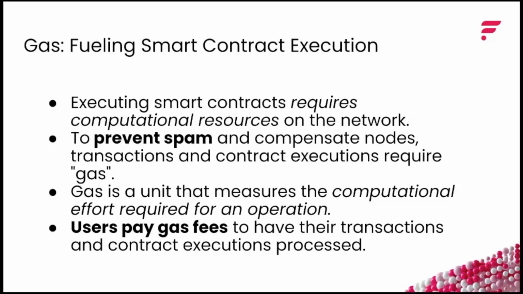And when you execute a smart contract, it requires a computational resource. Okay, and that's another place where the gas fee goes to the nodes on the network. So you can also think of gas as a unit that measures the amount of computational effort that's needed for a particular operation.